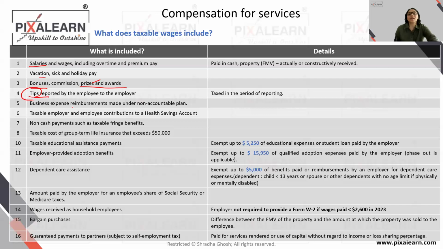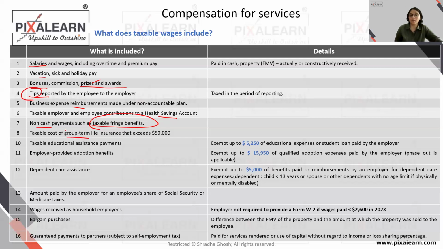Then we have all of these expenses which are not reimbursed expenses. So accountable, non-accountable, canteen plan, all of that we did will come here. Health savings account: on your behalf, somebody else is contributing. That will become a part of your salary. Non-cash payments. So all the taxable fringe benefits, again, is a big area that we spoke about. All of that, if you're getting, you have to take the fair market value of that and include it as a part of your wages.